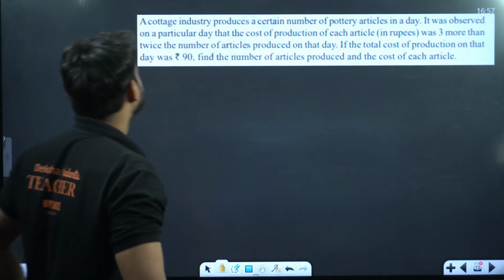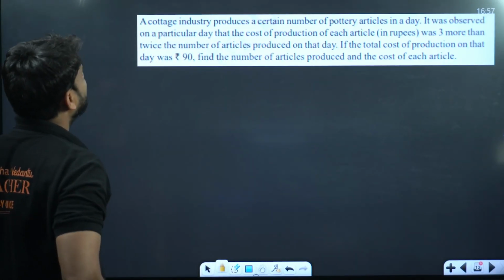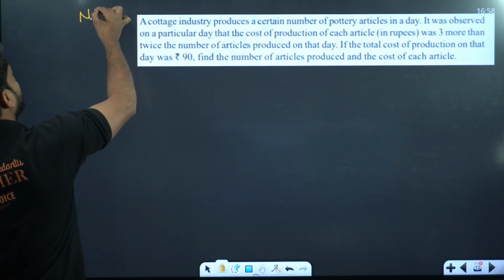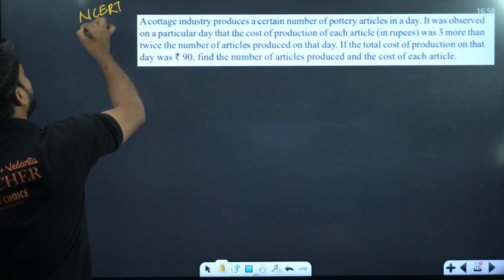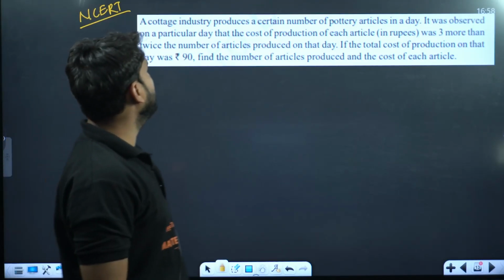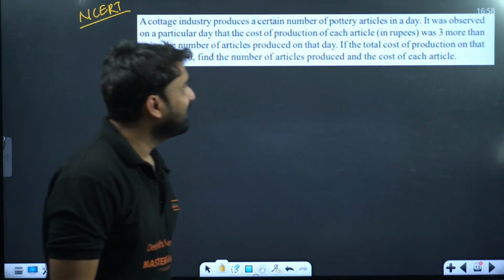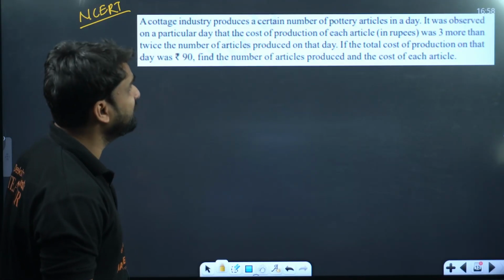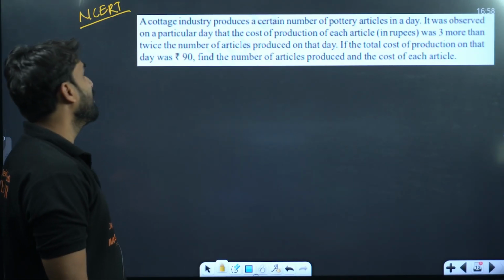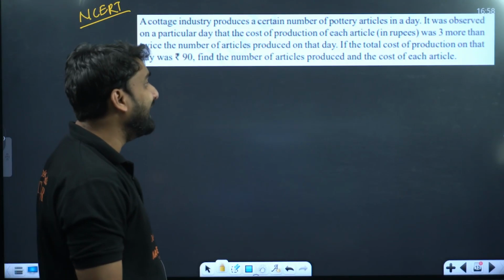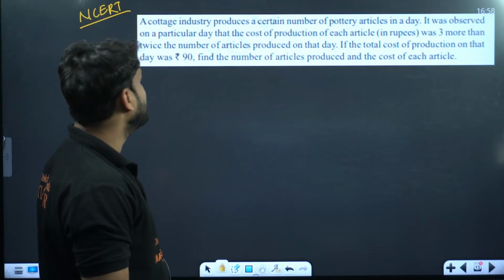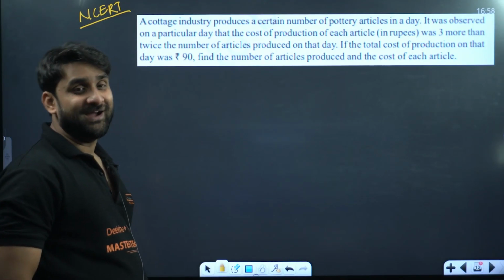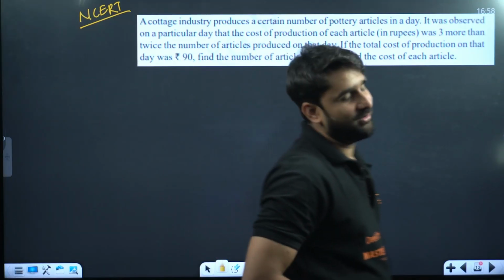So read the question. A cottage industry produces a certain number of pottery articles in a day. This question is from your NCERT textbook. It was observed on a particular day that the cost of production of each article was 3 more than twice the number of articles produced on that day. If the total cost of production on that day was rupees 90, find the number of articles and the cost of each article. Oh my god.